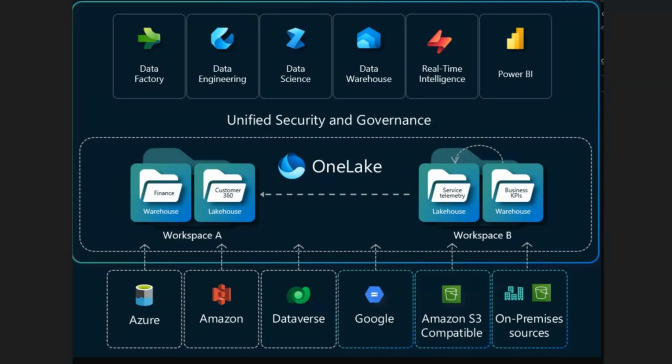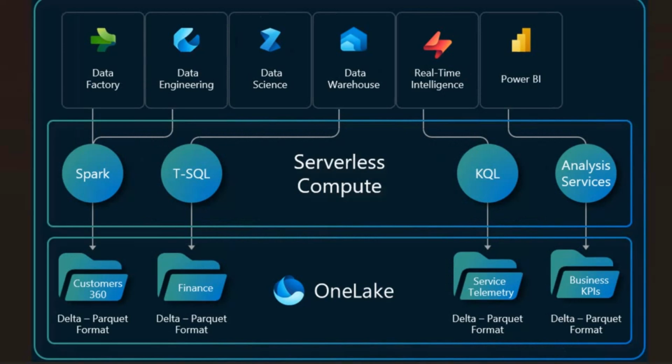We can use one copy with multiple engines. Let's say you have one copy of data in Delta Parquet format. Different teams can use different engines to access the same data. SQL engineers use T-SQL. Data scientists use Spark. Analysts use Power BI with Direct Lake mode. The real-time team uses KQL. Modeling teams use Analysis Services. So no more exporting, copying, or converting. Everyone works on the same data in their preferred tools.